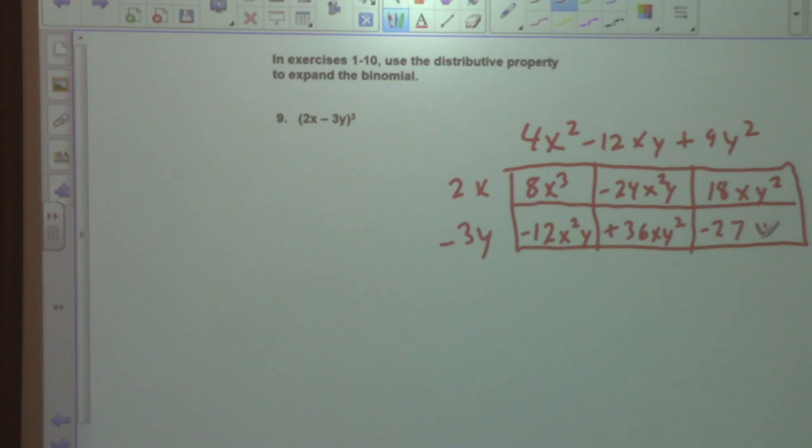Okay, y cubed, all right. And then when we simplify it out, we get 8x cubed, and this one's going to be minus 36x squared y, and this one's going to be 54xy squared and minus 27y cubed.